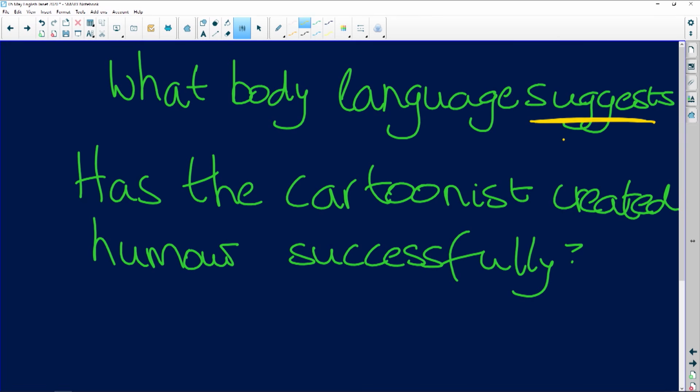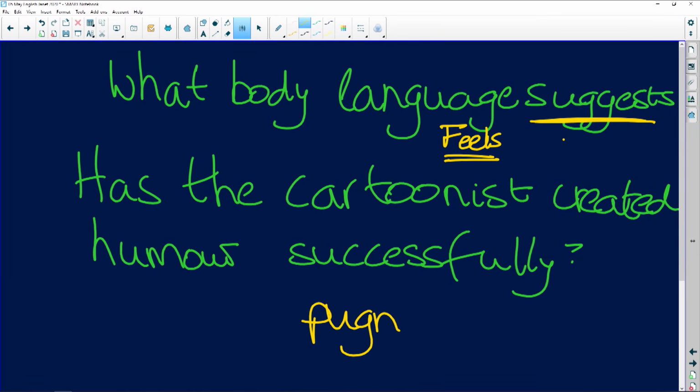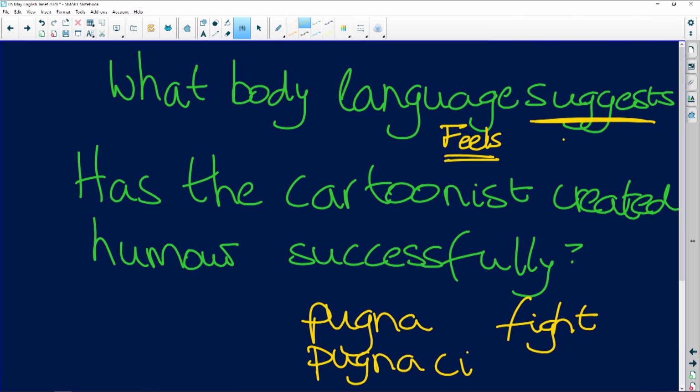Now, what it's going to suggest is how somebody feels. So if I say that the person has turned their hands into fists up here, it suggests aggression. The person is pugnacious. Isn't that a nice word? The Latin word pugna is a fight, and pugno is to fight. And so from that, English gets pugnacious. Isn't that marvelous? So fists up here.